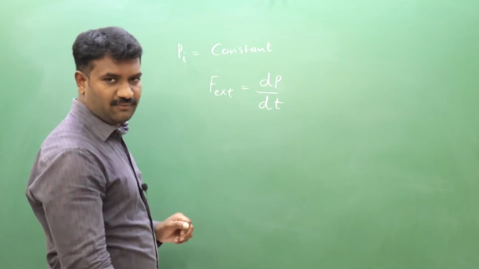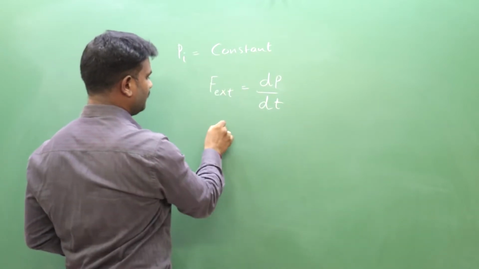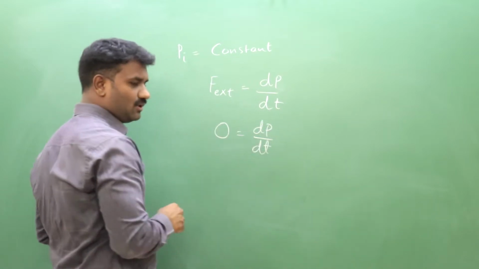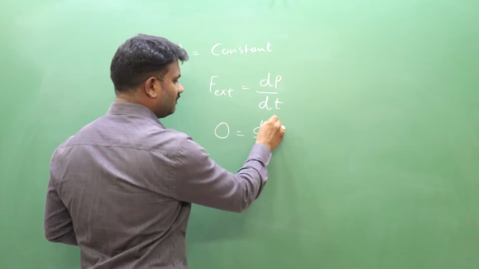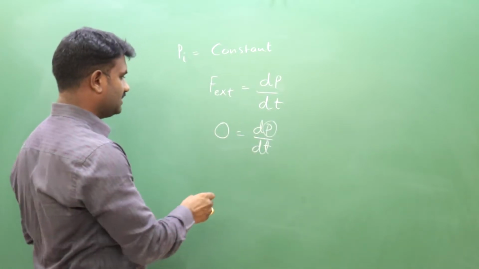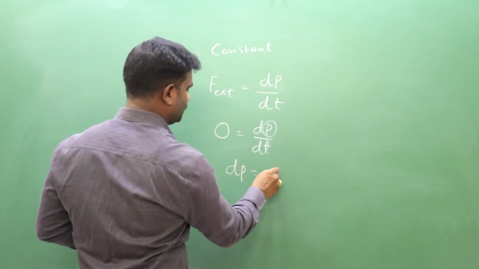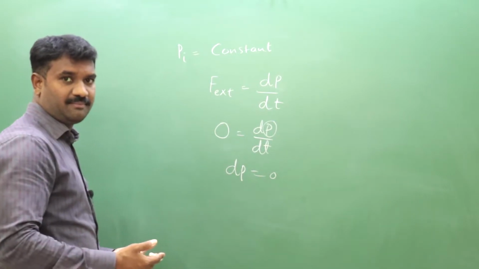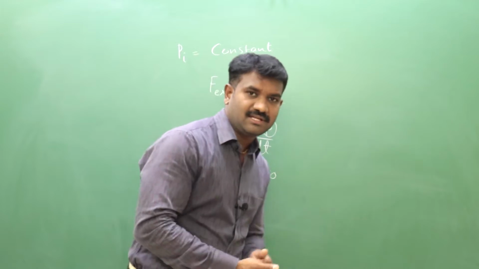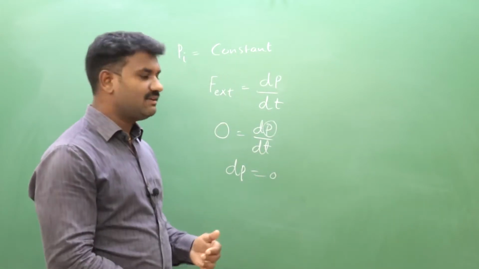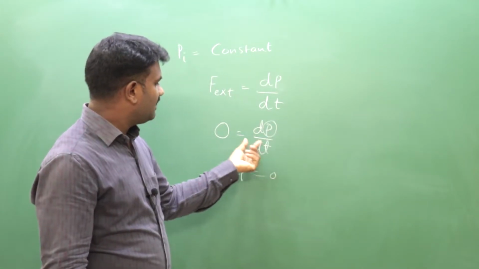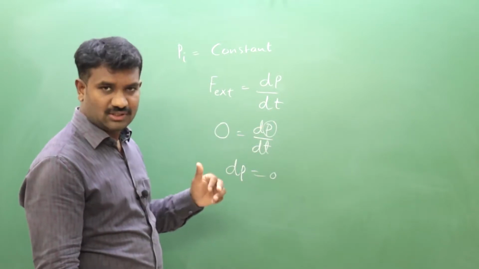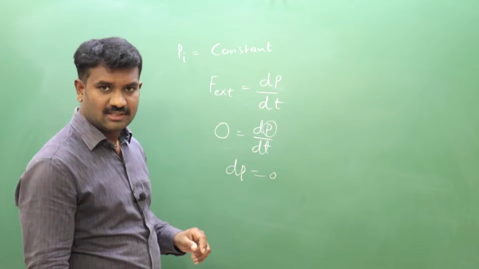If there is no external force, means if the external force is 0, then dp by dt is equal to 0. This is possible only when momentum is constant. Means dp equal to 0, where dp means change in momentum is 0. There is no change in momentum. Means initial momentum and final momentum are equal. Or in other words, in derivative terms, the rate of change of momentum is 0, means p must be constant. The derivative of a constant is always 0.